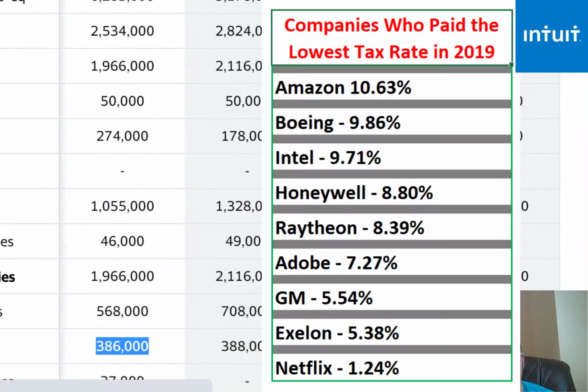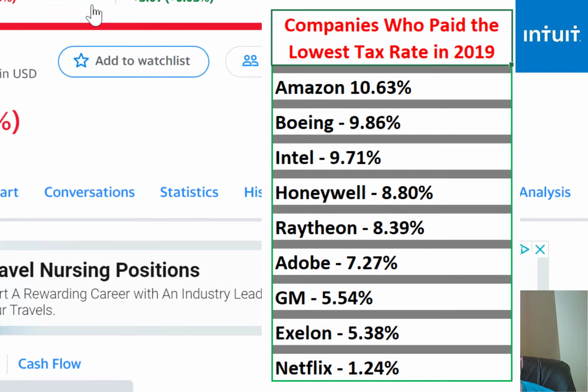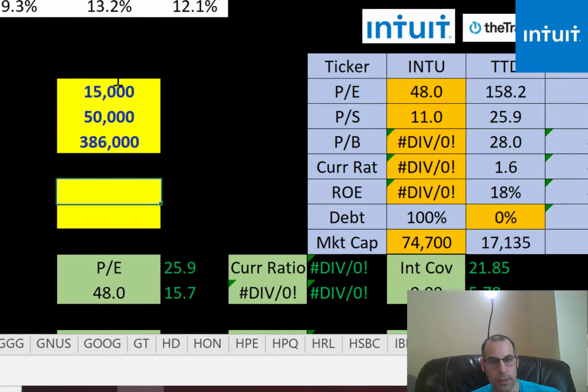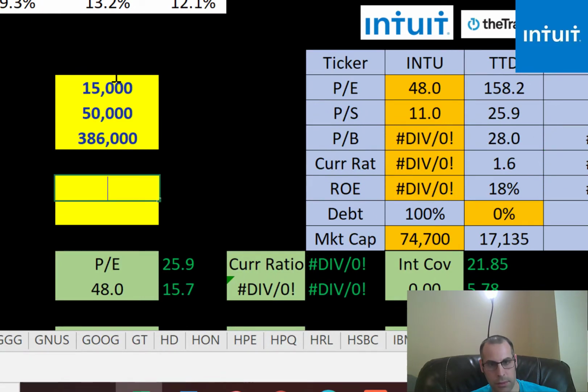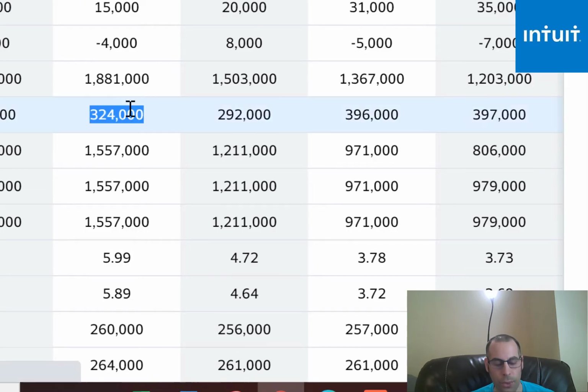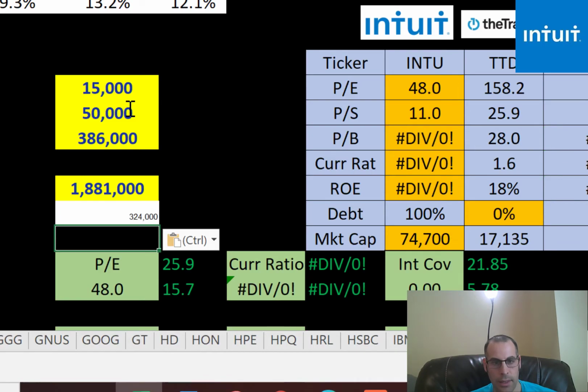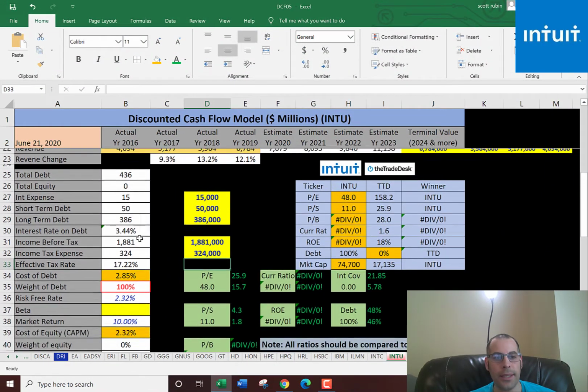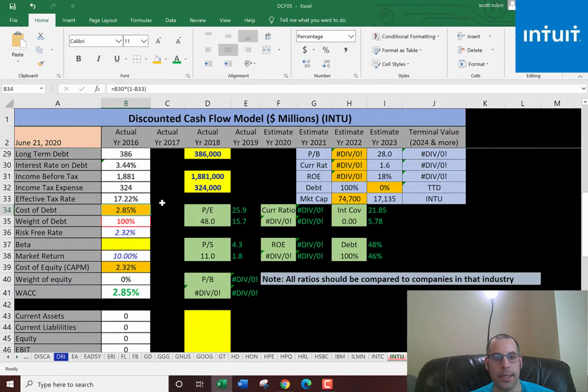Interest payments are tax deductible, so let's get their effective tax rate. So the income before tax is $1.9 billion. And the income tax is $324 million. So when you deduct the taxes, the cost of debt is 2.9%.